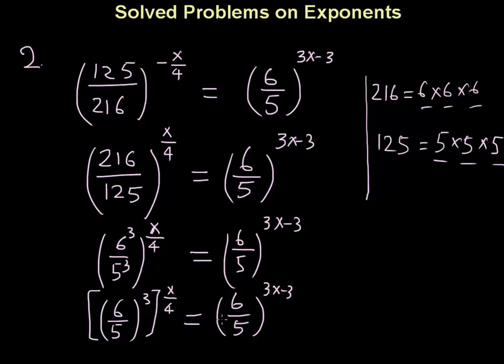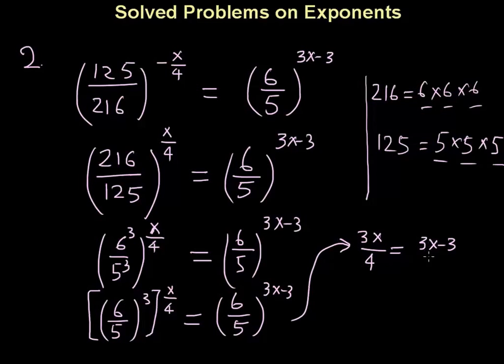So what I see here is that the bases are the same now, and here you have 3x upon 4, this will be multiplied. So I can rewrite this simply as 3 into x upon 4 is equal to 3x minus 3. Right? And then we can solve it.